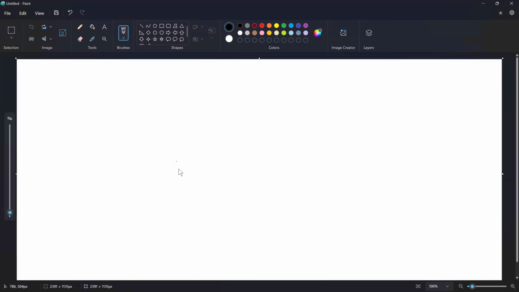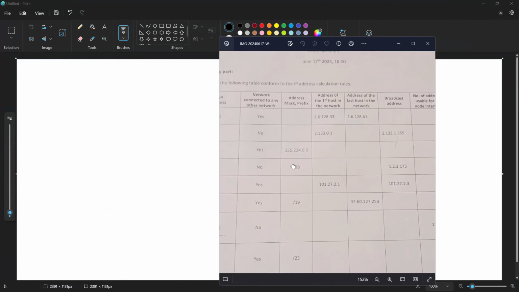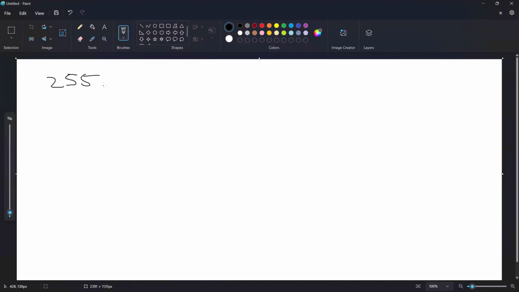So row 3, we are given an IP address. Now we are given the address mask in this form. We should convert this to CIDR form. So this is 255.224.0.0. So we just convert it to binary. Can you convert 224 while I write it down?